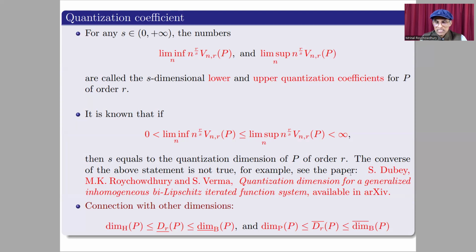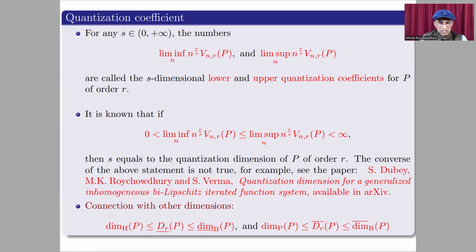For example, see the paper by Shivam Dubey, M. K. Roy Choudhury, and Saurabh Verma, quantization dimension for a generalized inhomogeneous bilusive iterated function system. It is available on arXiv. It is just written. You will see many interesting results in this paper.